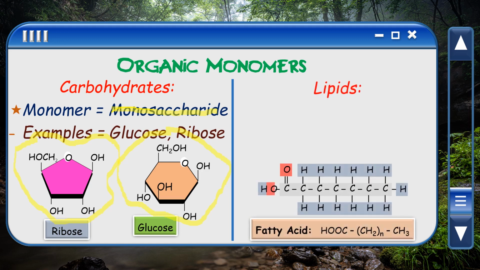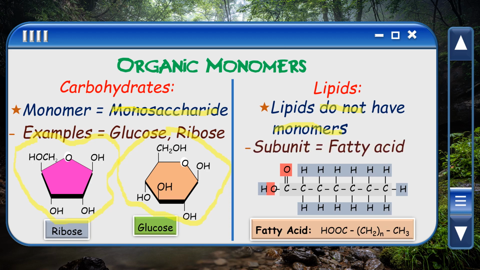Then we have the lipids. Now for the lipids, they do not have monomers. Lipids don't have monomers, but they have got subunits, which are the fatty acids. Fatty acids react with the glycerides to form up lipids. They are subunits, but they don't have monomers.